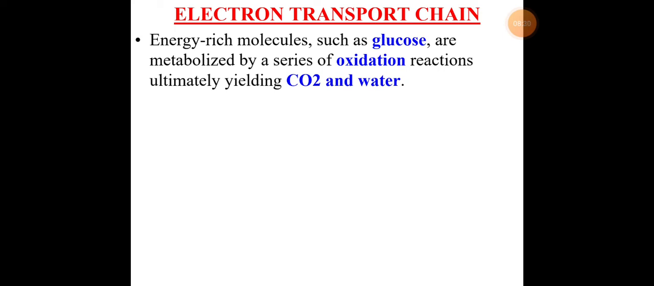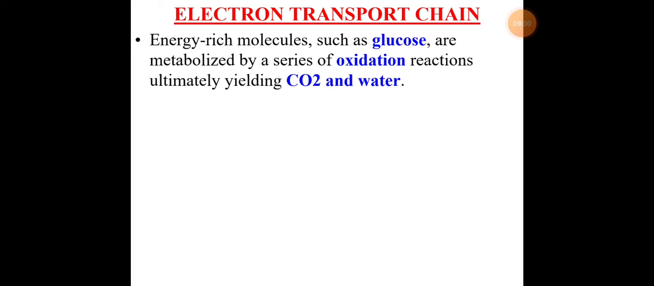You use energy for walking, for thinking, for heart pumping, for everything, and that is stored as ATP. Energy-rich molecules such as glucose are metabolized by a series of oxidation reactions called, what do we call it? We call it glycolysis. Glycolysis is the breakdown of glucose to pyruvate. Then from pyruvate, they go through acetyl-CoA, enter the Krebs cycle, then into the respiratory chain.